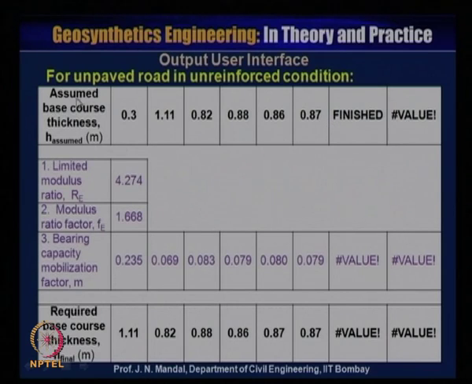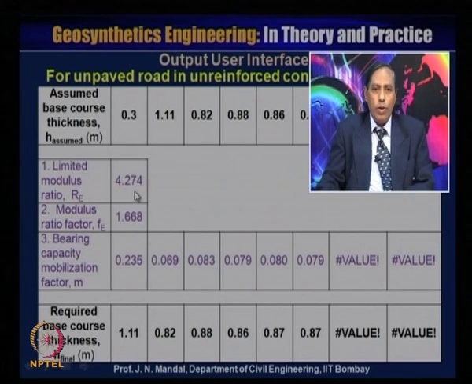So for the unreinforced condition, assume the base course thickness, as I told you in that earlier equation. You assume some value of H, in meters, say 0.3, whatever it may be. And the limited modulus ratio RE is 4.274, the modulus ratio factor AP is 1.668, and the bearing capacity mobilization factor M is 0.235. This is how everything changes, but you have to do it with iteration.